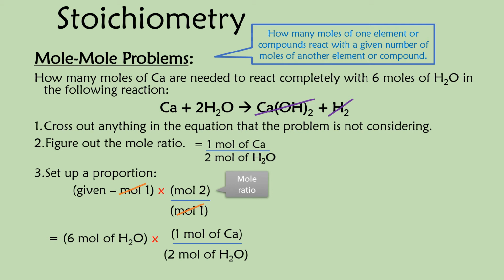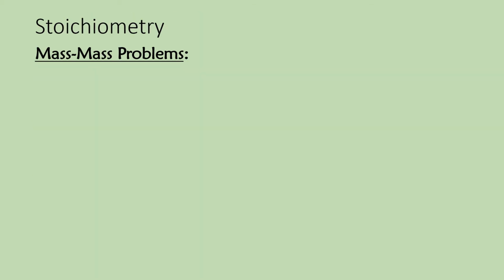Now what we can do is cancel out the mole of water with the mole of water, only the units, not the numbers. We are not canceling out the numbers. The numbers are staying because now we want to do the math. So 6 times 1 will be 6, divided by 2, that is 3. So the answer will be 3 moles of calcium. So those are your mole problems.